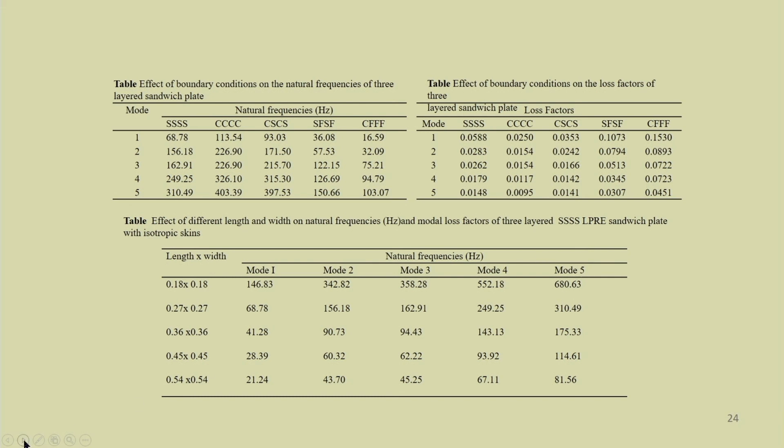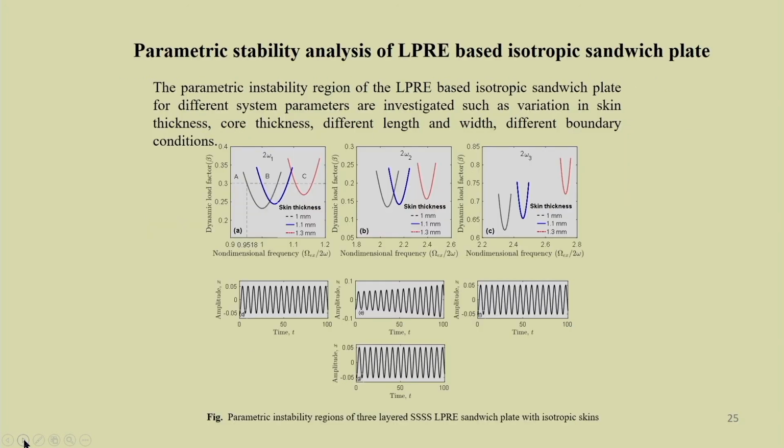Those who are interested can study more on how the natural frequency is changing with different thickness, and also how the core loss factor is changing with different thickness ratios. But our purpose is to show you the parametric instability region. Here you can see the parametric instability region is also plotted. In this case, instead of using the method of multiple scales, we have used the Su method, the formula I have shown you, to plot the instability region.